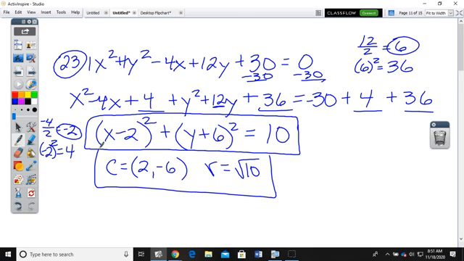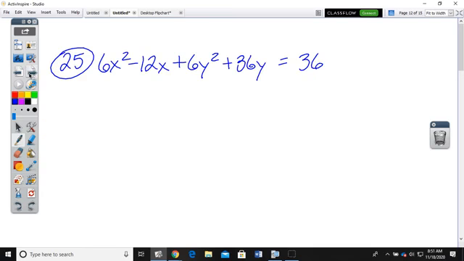Everybody got 23? All right, 25, very similar. However, what's the coefficients of x squared and y squared? They're the same, but what are they? Numbers. 6. They're both 6. Okay, since they're both the same, we know it's a circle. But can we complete the square when the coefficients of the x squared and y squared are 6? What do they got to be?